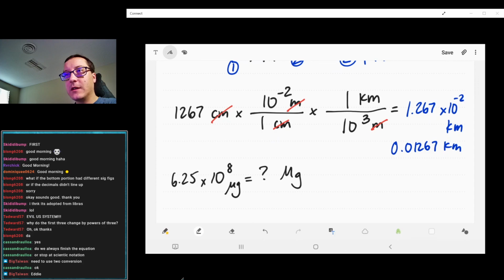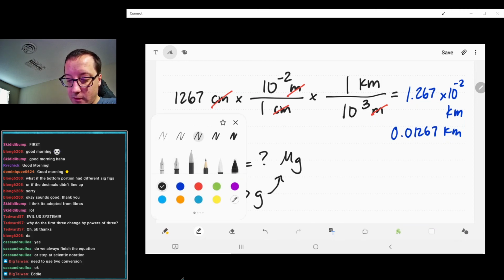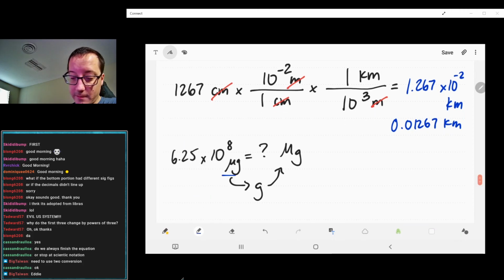All right, so I've got 6.25 times 10 to the 8th micrograms of whatever, and I want to find out how many megagrams that is. So just like before, it's probably a good idea to go to the base unit in between, which would be grams. That's going to be our base unit. Because we have 2 conversions, we're going to need 2 conversion factors. First one's micrograms to grams.